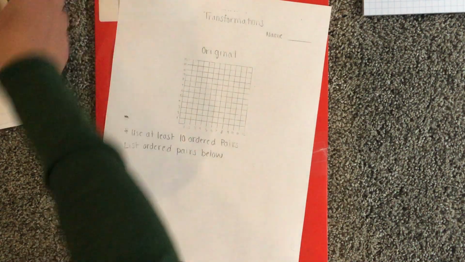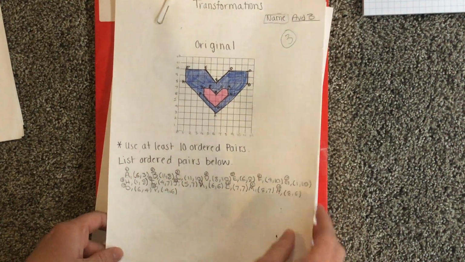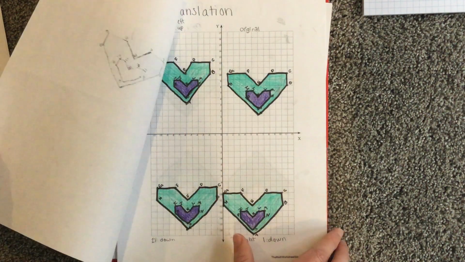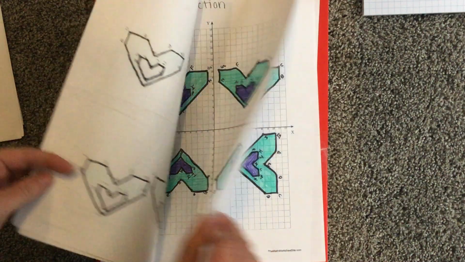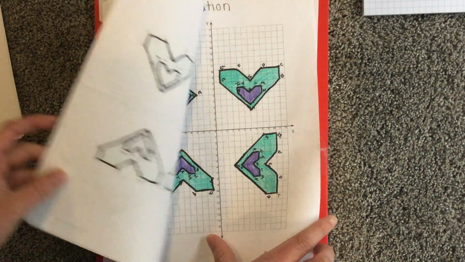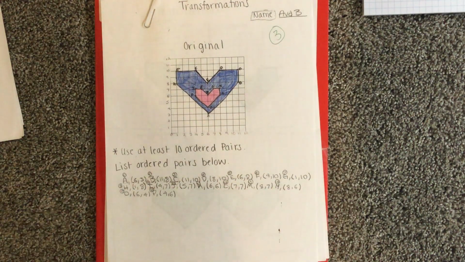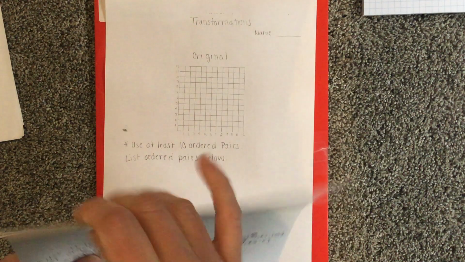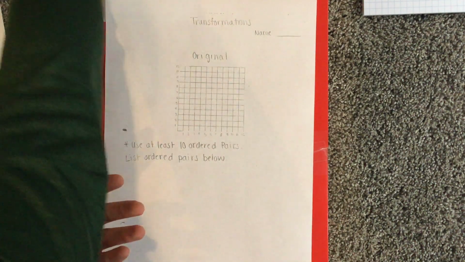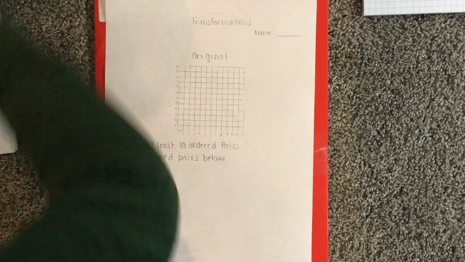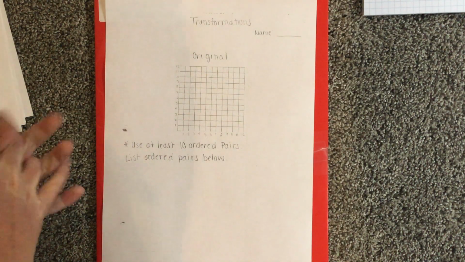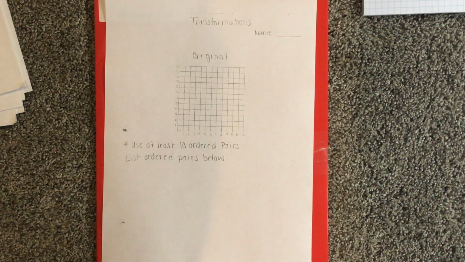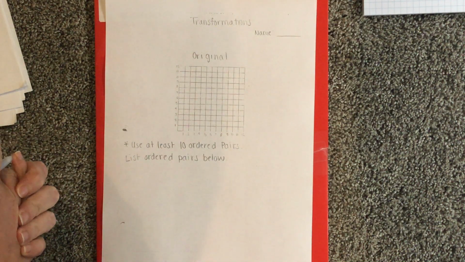Let me give you one more example. Here's the person's original. They translated it, reflected it, and rotated it. As I mentioned before, we're going to take this project one page at a time. So today's goal is to come up with a design that you're going to be translating. The rule is that you need to have at least 10 ordered pairs in your design. You can have more, but you cannot have less.